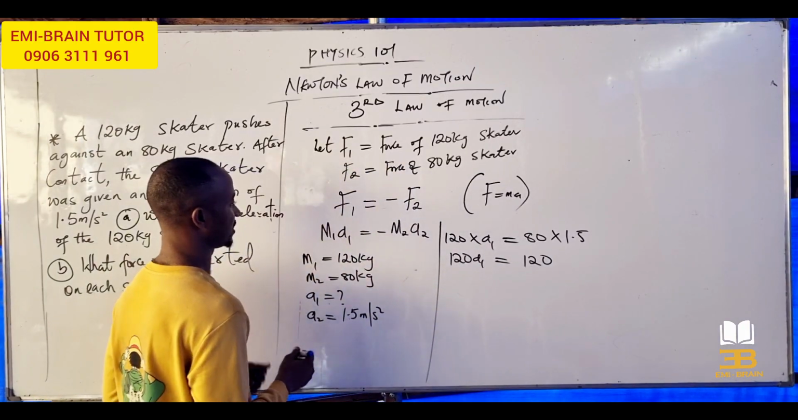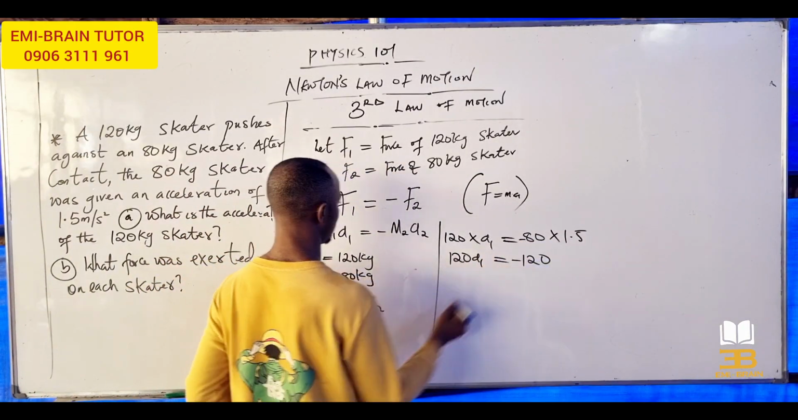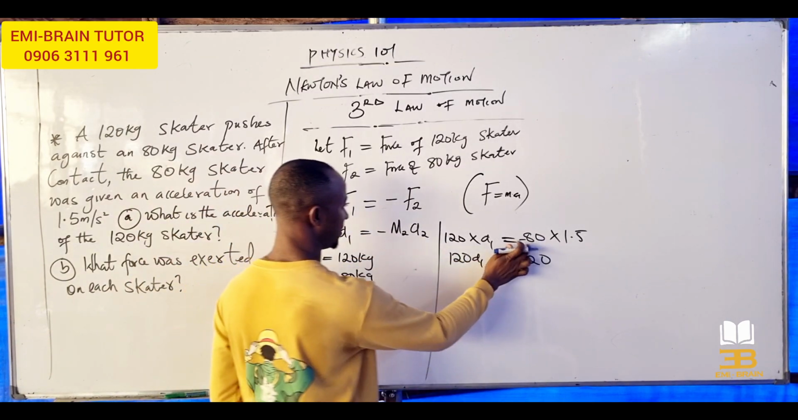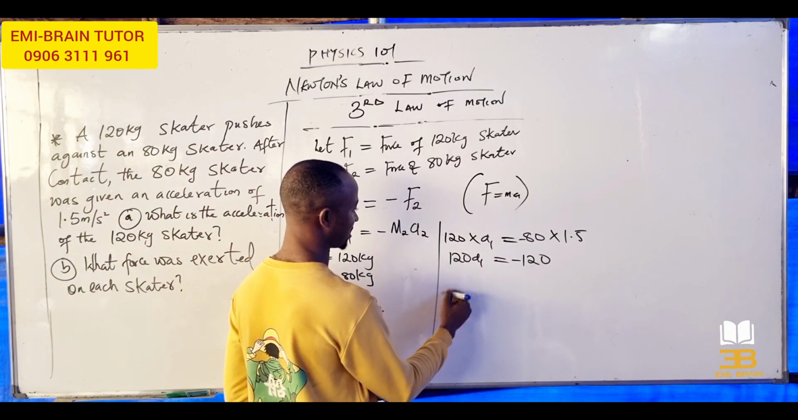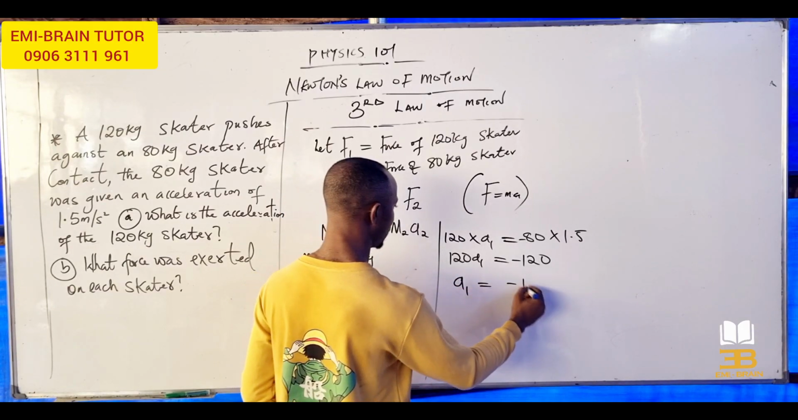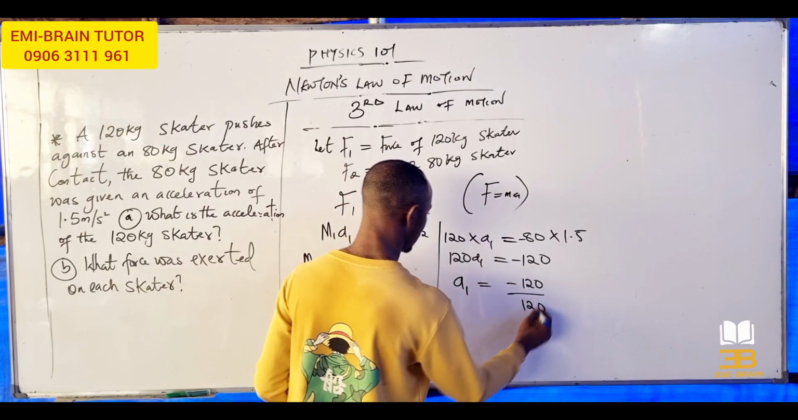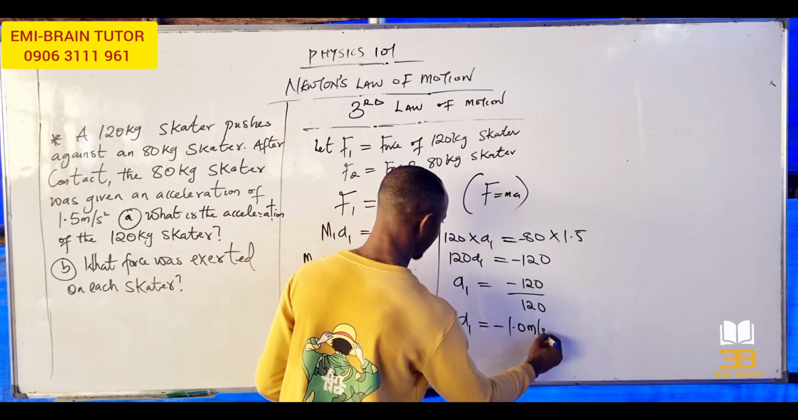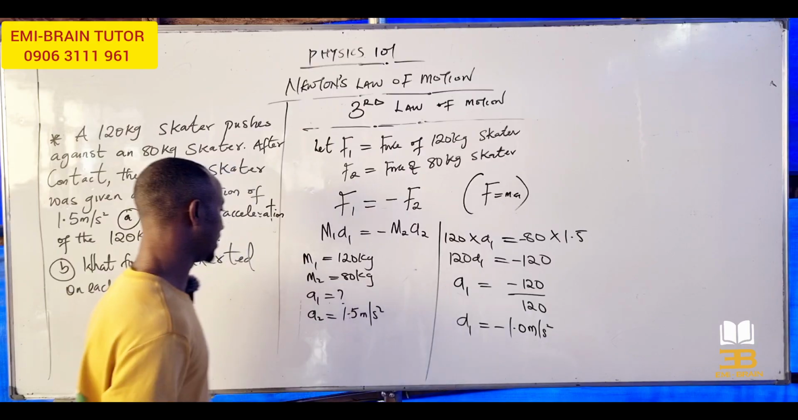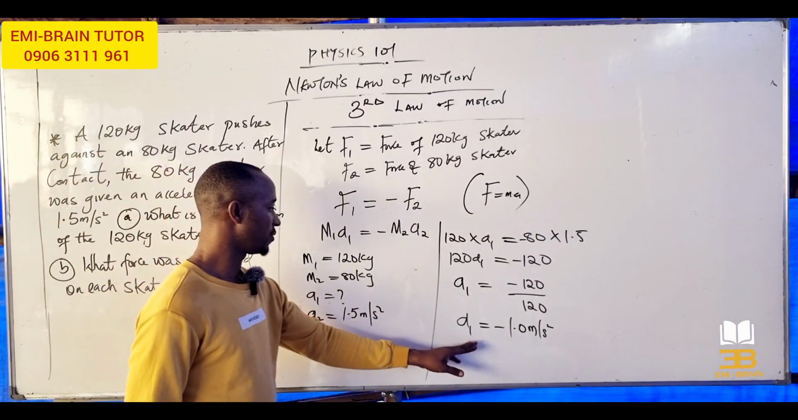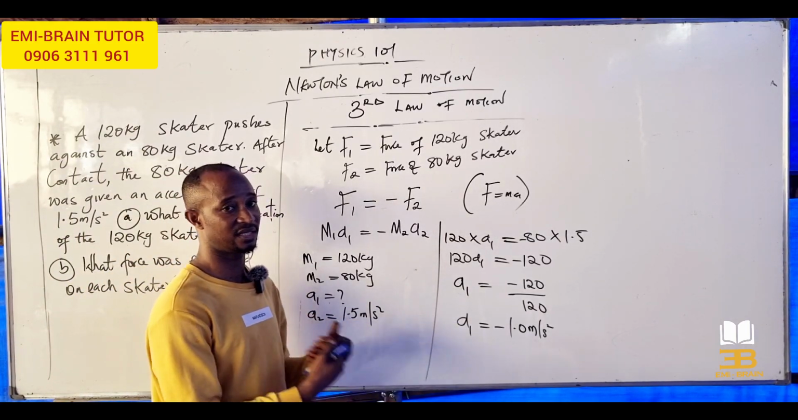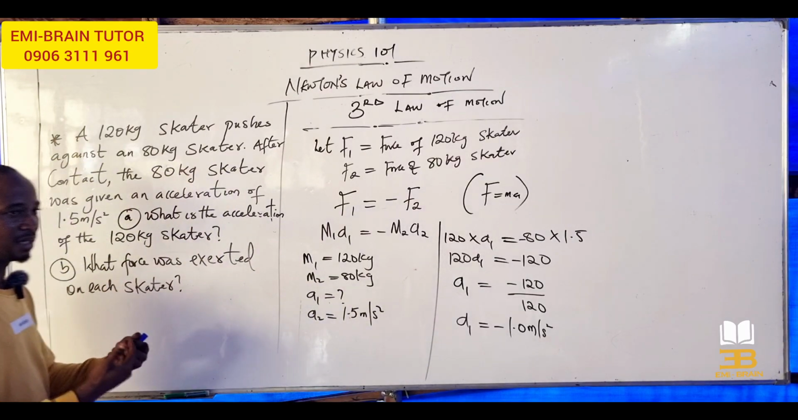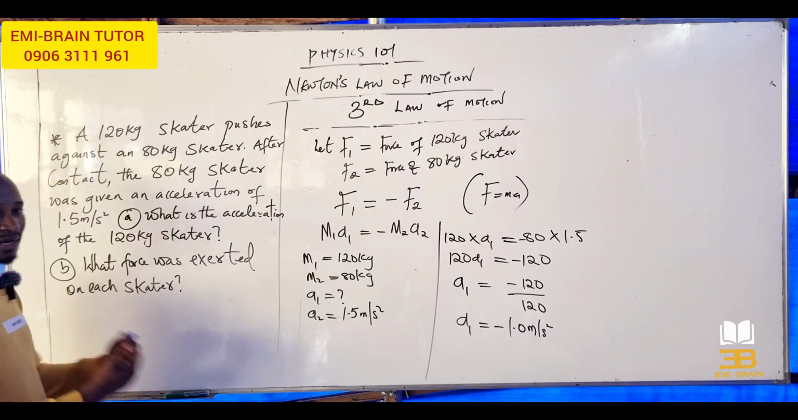But don't forget that we have a minus sign here because the two forces are equal but opposite. So the negative sign must be maintained on this other side, right? So to find my acceleration, my A1 becomes minus 120 divided by 120. So our A1 becomes minus 1.0 meter per second squared. This is to tell you that the 120 kilogram skater experiences a retardation, a reaction, a backward acceleration.